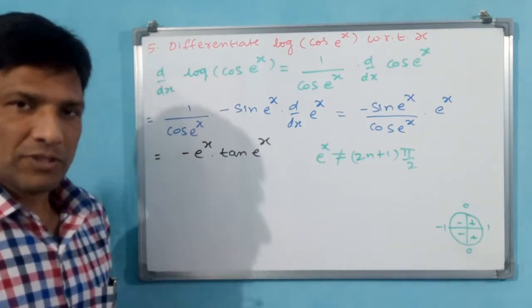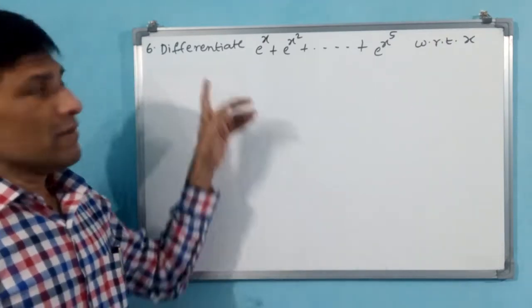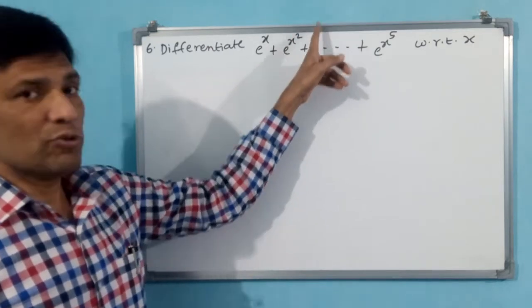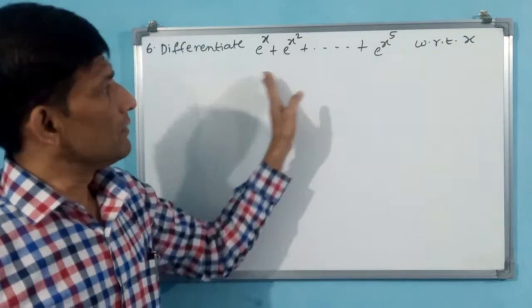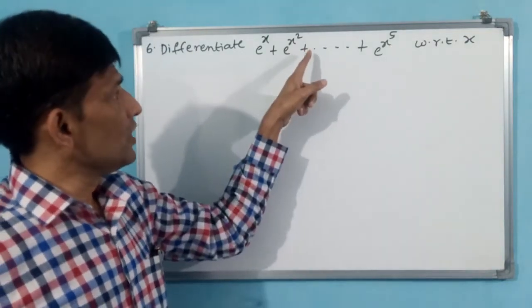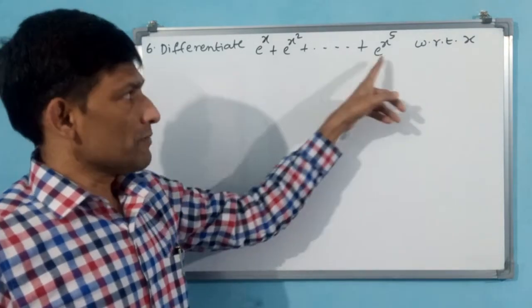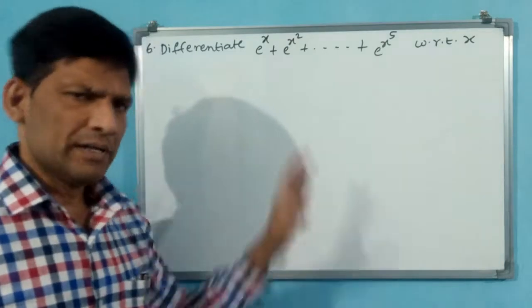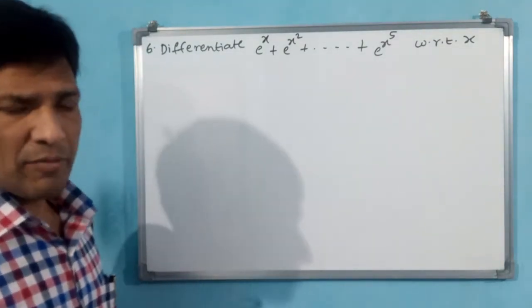Let us go for the sixth question. Differentiate e power x plus e power x square plus e power x cube plus e power x to the power of 4 plus e power x to the power of 5 with respect to x. That is the meaning of this. Again, you see, total 5 terms are there: 1, 2, 3, 4, 5. We have to differentiate this. We can do it easily. This is not complex.